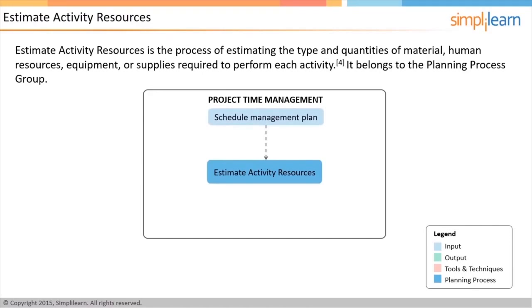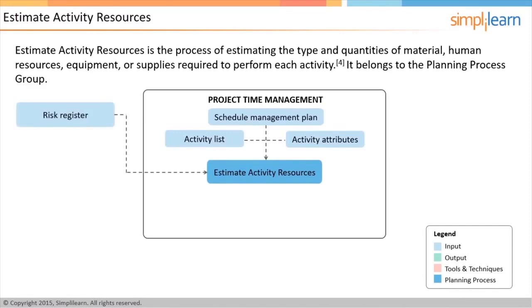Schedule management plan provides guidance in terms of methodology to be employed for many of the scheduling activities on the project. The other inputs to this process are an activity list and activity attributes that are the outputs of the time management processes. Risk register is another input.